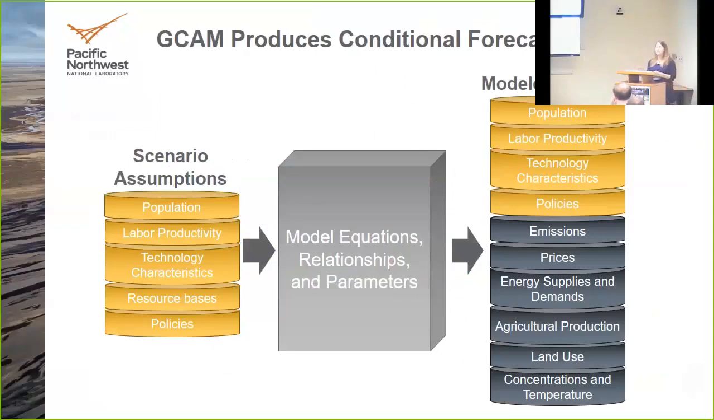And what's happening in the middle, it's an economic model. And so it's doing economic equations. And in particular, it's a market equilibrium model. So we're going to adjust prices until supplies and demands of all goods and services are equal in each time step. And so we're balancing the economy. And so you can do a lot of things with this, looking at how these different systems will evolve into the future under different conditions.